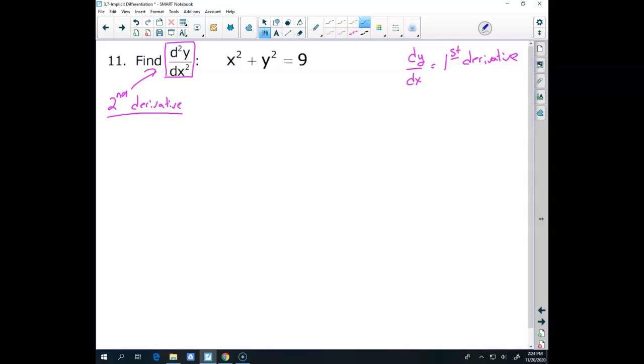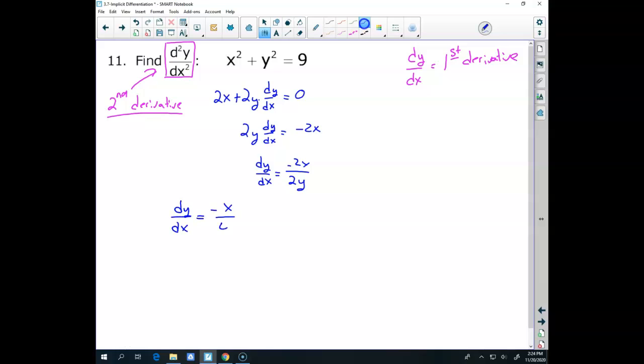If I took my first derivative here, that's 2x plus 2y times chain rule dy dx equals 0. Well, that means 2y times dy dx equals negative 2x. So you probably remember dy dx equals negative 2x over 2y. So dy dx equals negative x over y. There's my first derivative, okay? I can take it from here if I wish.